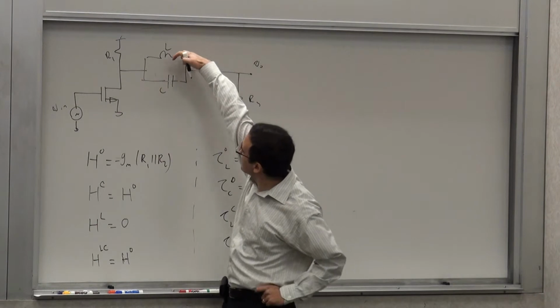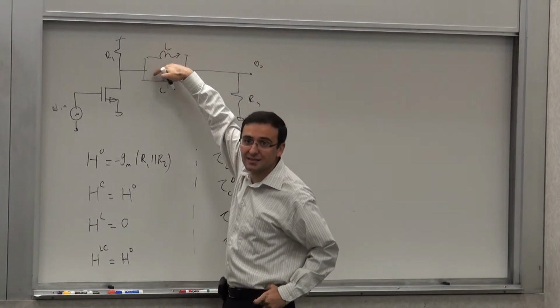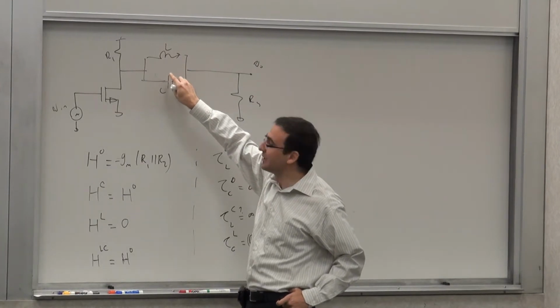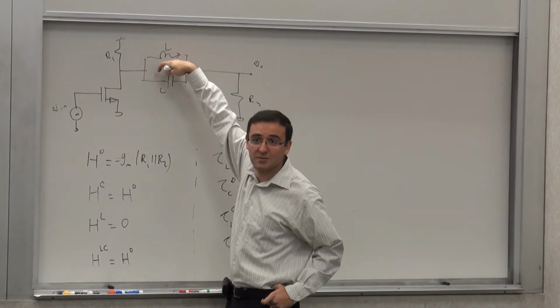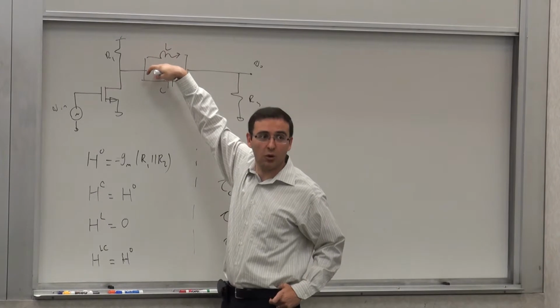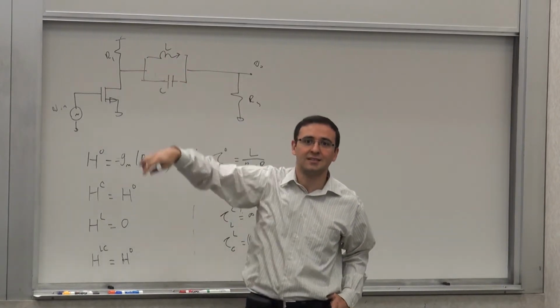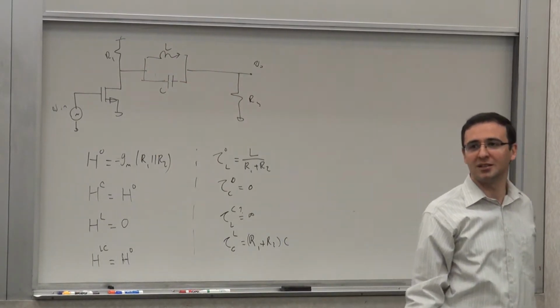Tau LC. That is the time constant seen by the inductor when the capacitance is infinite value, which is sure that the resistance seen is 0, but it's L over R. It's L over the resistance seen, which is infinity. Which makes sense.